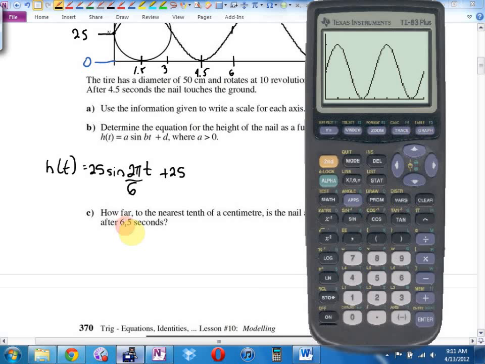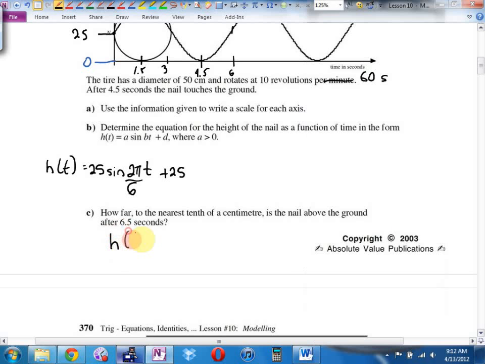This here, x value or y value. Look at the units. Oh, x value. Trace. 6.5. 37.5 meters off the ground. The height at 6.5 is 37.5 meters. That's what I said.